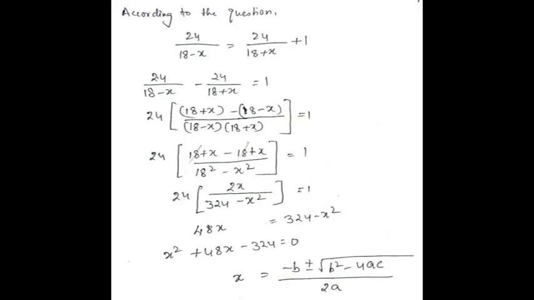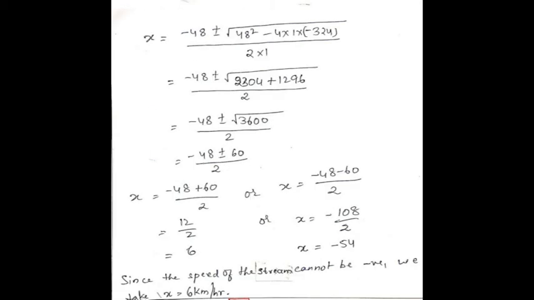According to the question, 24 by 18 minus x is equal to 24 by 18 plus x plus 1. We get a quadratic equation, x square plus 48x minus 324 is equal to 0. Using formula, you can solve it, or you can also split the middle term. And you get x is equal to 6. We reject the negative answer.